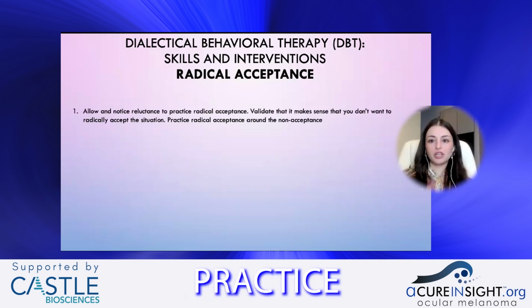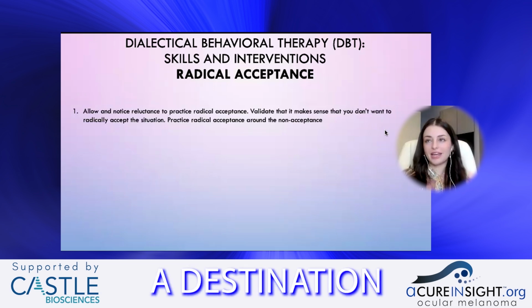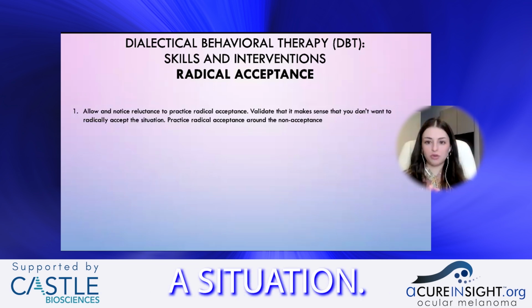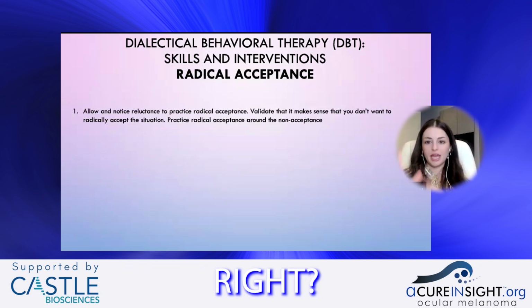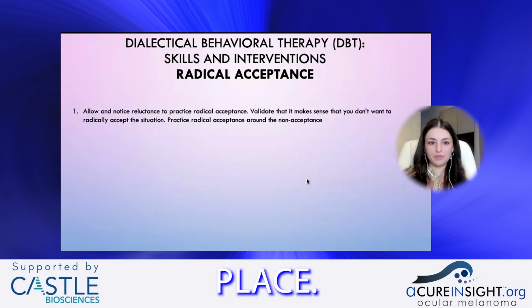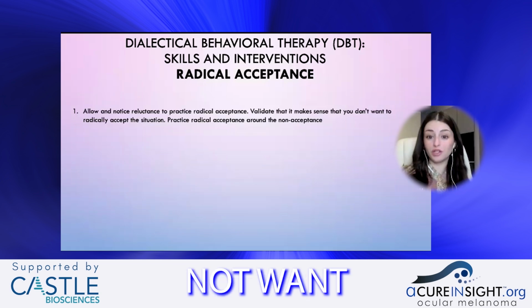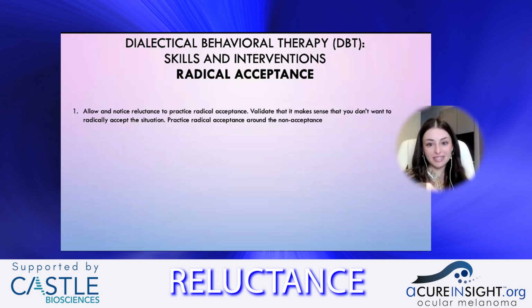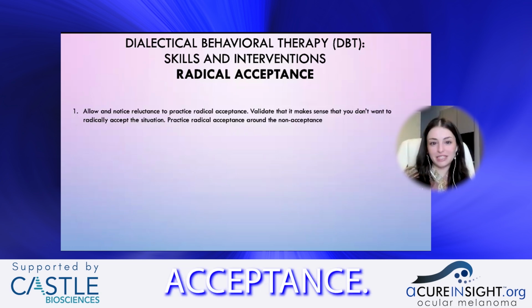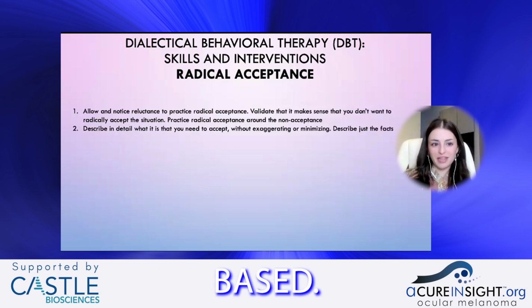So, how do we actually practice radical acceptance? It's not easy. You don't arrive at a destination where you have radically accepted a situation. We vacillate. It's normal to vacillate between acceptance and non-acceptance, right? So, we constantly have to pull our brains back to this radical acceptance place. So, what we do, we allow ourselves to first notice any urges we have to not want to accept the situation. So, practice radical acceptance around your reluctance to want to practice radical acceptance. Validate that it's normal, that, okay, maybe in this moment I want to stay in this non-acceptance phase.